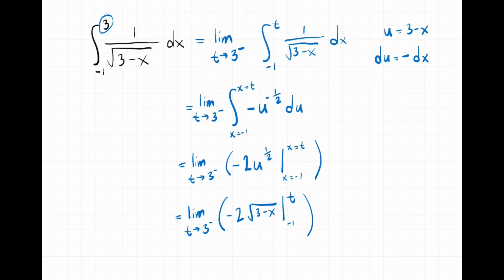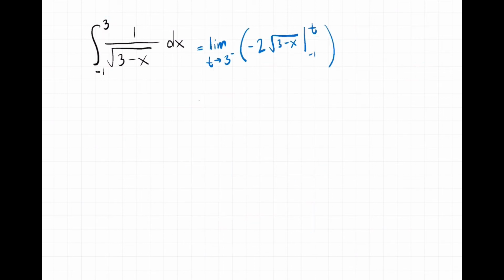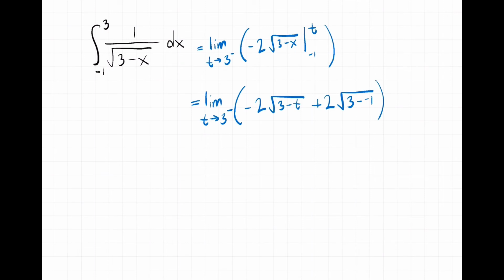So we'll just finish filling in our bounds and then solve this limit. Let's make a little more space here so we can work this out. So I've made a little space, and this is going to be equal to the limit as t goes to 3 from below of -2 square root of 3 minus t minus a negative, so that's +2 square root of 3 minus -1. Now, 3 minus -1, that's actually 4, and the square root of 4 is 2, so that's a 2 there. Just work this out here.